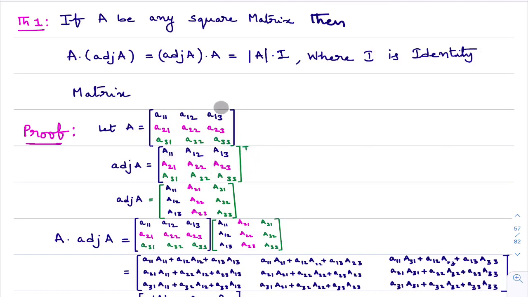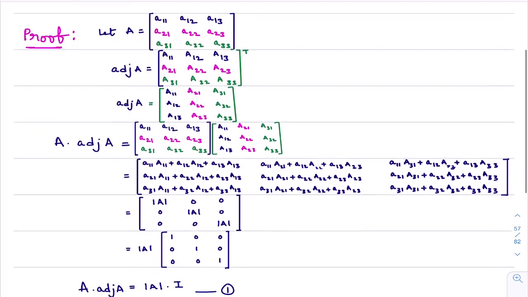Now, as this is the general matrix, I'll transpose this matrix. How to transpose this matrix? You write the first row as the first column, second row as the second column, third row as the third column. So we transposed this matrix. Now you know A and you know adjoint A. What they are asking in this theorem is that we need to show that A into adjoint A equals det A into I.